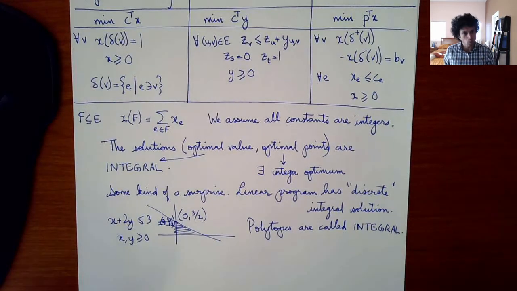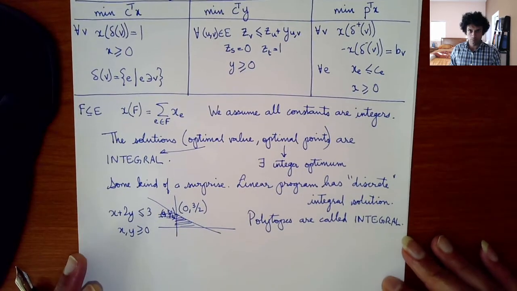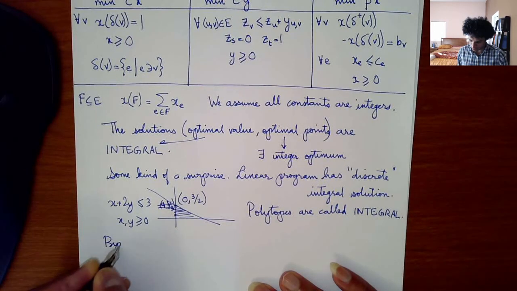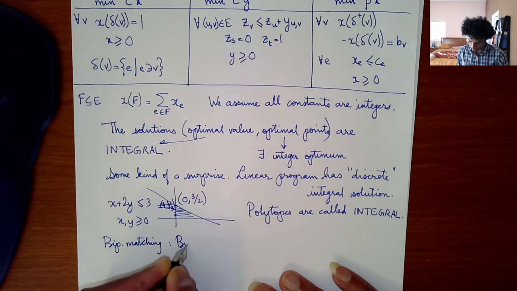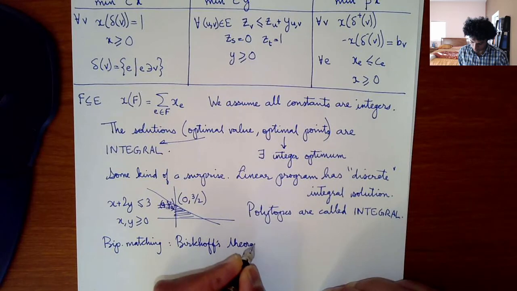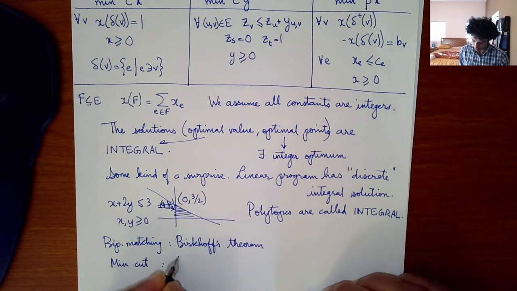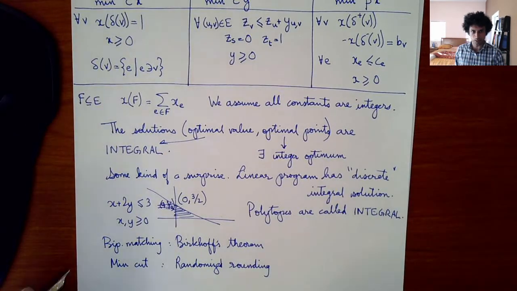I just want to write out, so that you see this, how we proved that they're integral. For the bipartite matching case, this was Birkhoff's theorem. For min cut, we proved it through randomized rounding. It's a fairly roundabout proof actually.